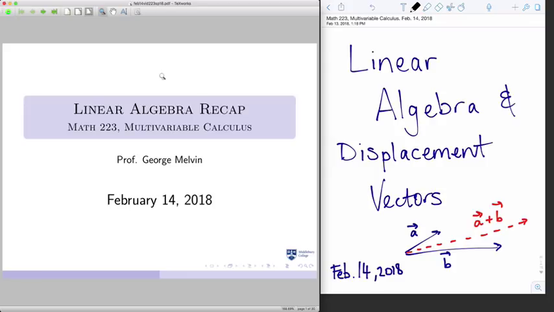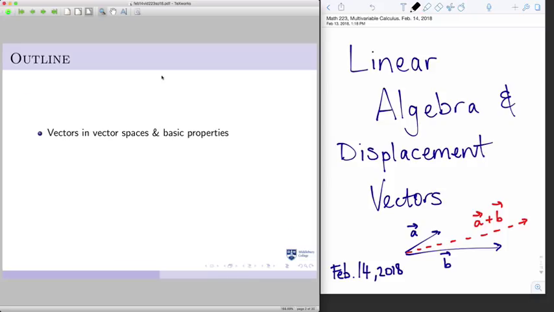We're going to have a short recap of basic linear algebra. This should be mostly stuff that you will have seen in Math 200 here at Middlebury College or anywhere else where you had an introductory course to linear algebra. So today we're going to remind ourselves of vectors and vector spaces and their basic properties.